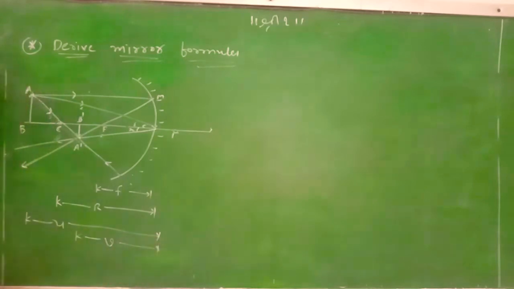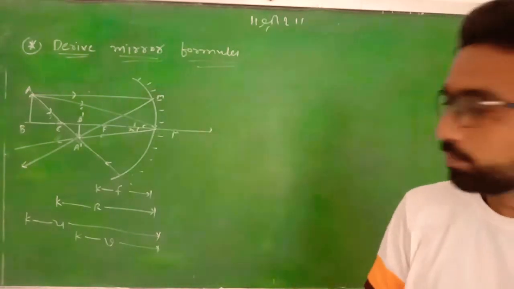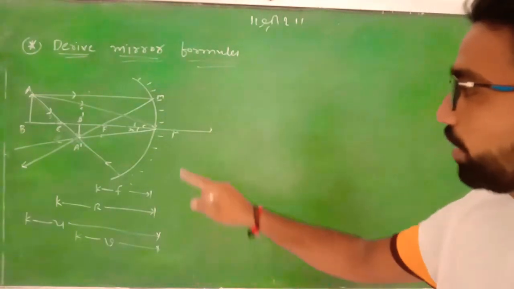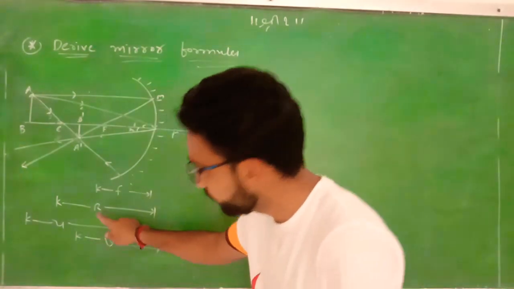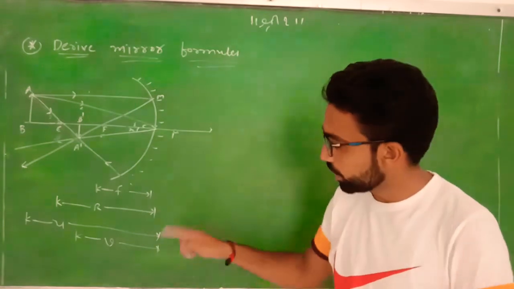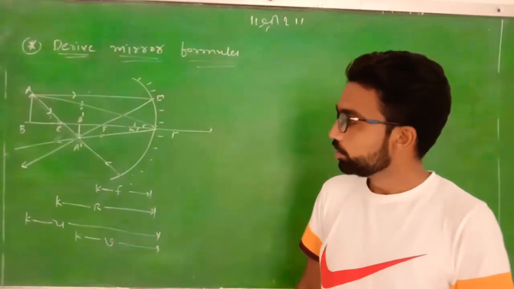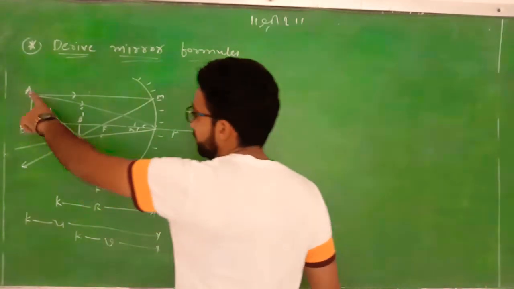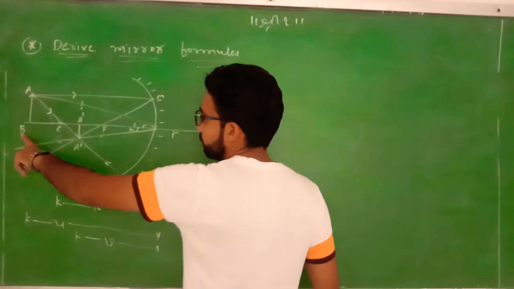So we have derived the relationship between u, v and f, that is the mirror formula: object distance, image distance and focal length. By using this method, first of all we get the relationship between u, v and r, and by using the equation r equals 2f, we get the relationship between u, v and f, that is the mirror formula. First of all we consider triangle A'B'C and triangle ABC.